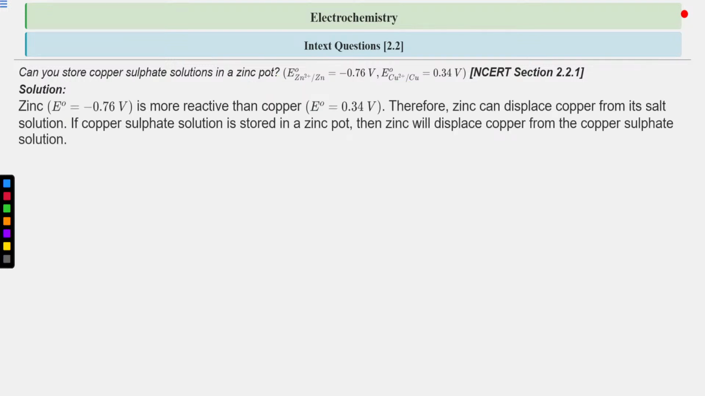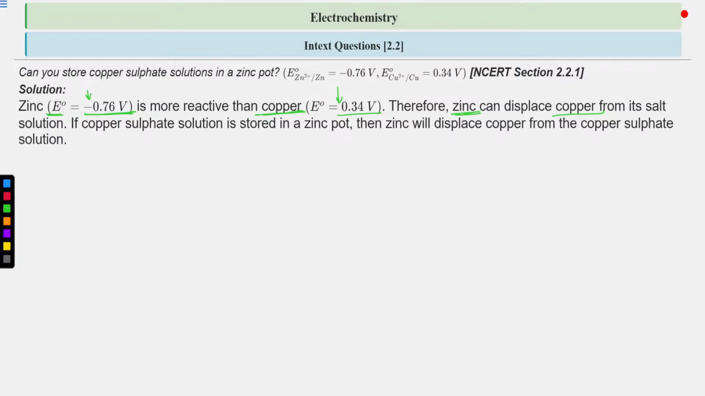So the zinc, whose E naught value, the standard electrode value, is given as minus 0.76. Remember, here it is negative. So zinc is more reactive than the copper. Copper is having 0.34 volt in the positive. So zinc is more reactive than the copper. You can clearly relate it by their E naught values. Therefore, zinc can displace the copper from its salt solution.